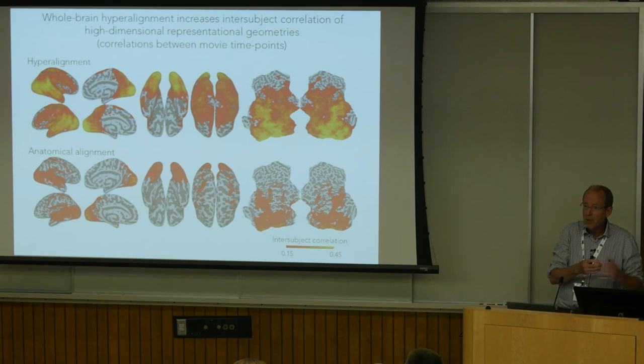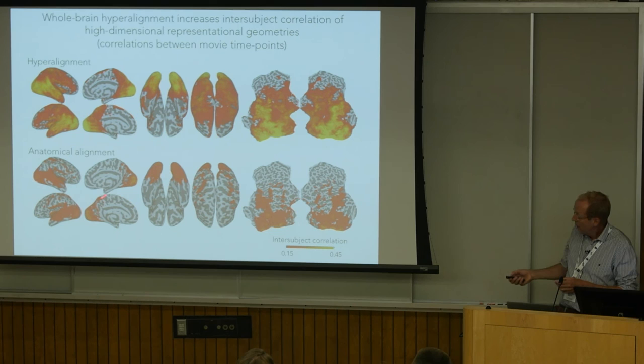So to do this, we calculated representational geometry for the whole half of the movie. So that's 1,300 time points by 1,300 time points. It ends up being over 800,000 pairwise similarities. So it's a big, complicated representational geometry. And we looked at whether that representational geometry was correlated across subjects in a searchlight analysis.